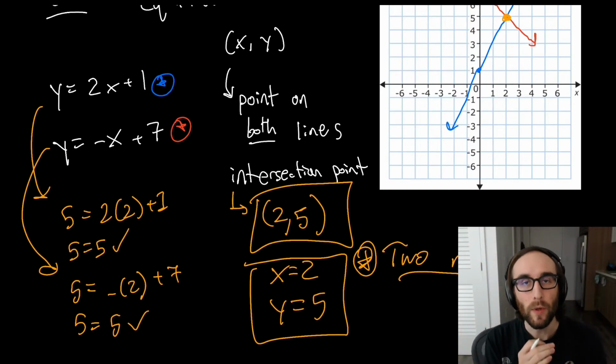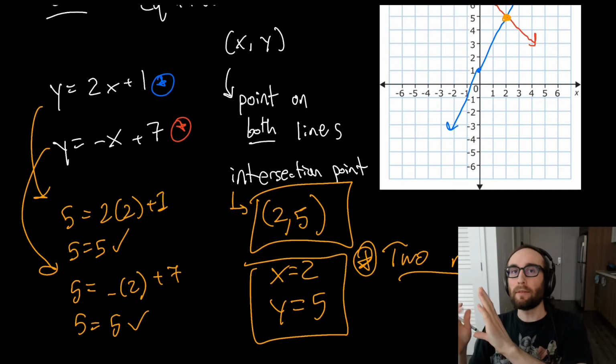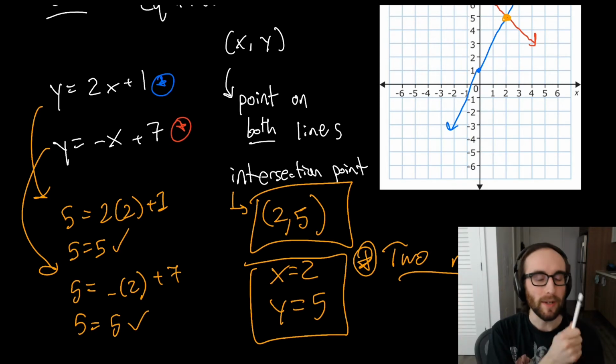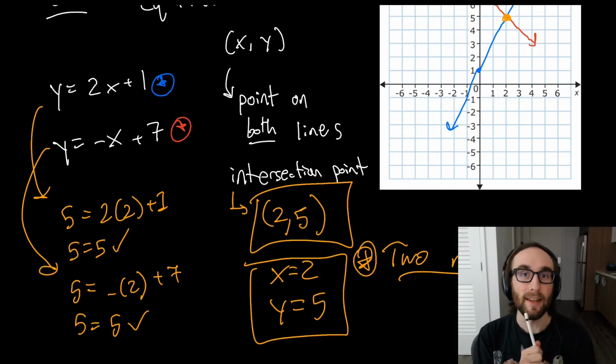So to find that solution, we can always graph both of the lines, take a look at the graph, find that intersection point, and we write down that intersection point as the solution. The solution to a system of equations is the intersection of their graphs. I want to take a look at a special case.